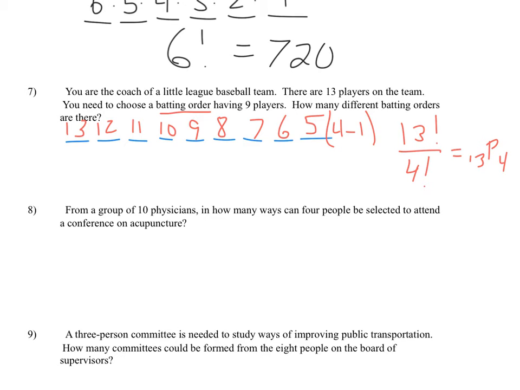When we evaluate that, we get an extremely large number. That is 259,459,200 different options. Oh, sorry, there should be a 200 here.